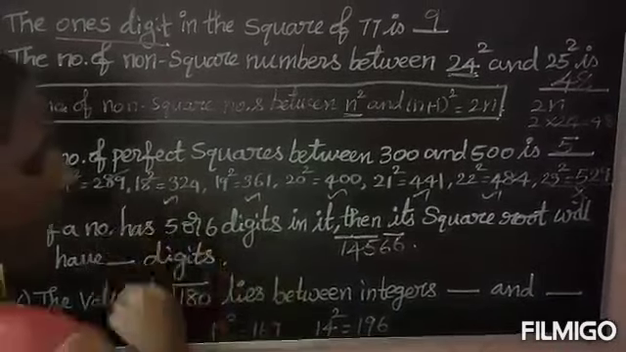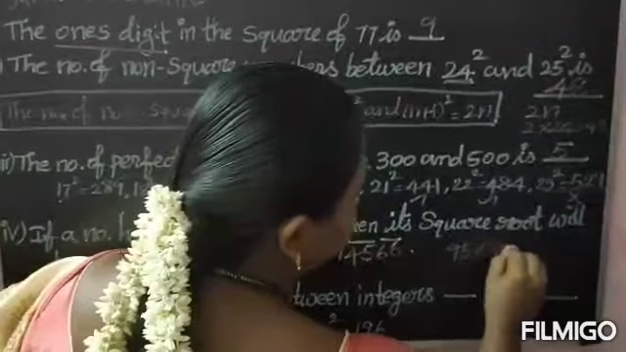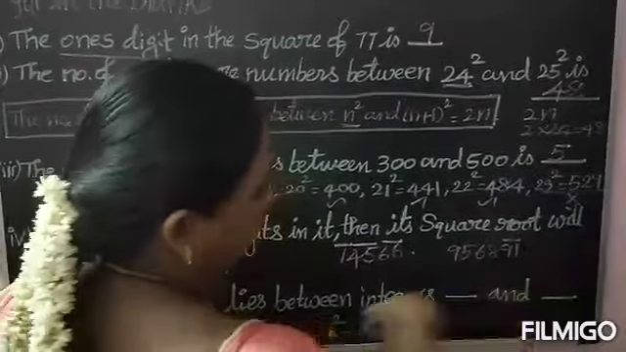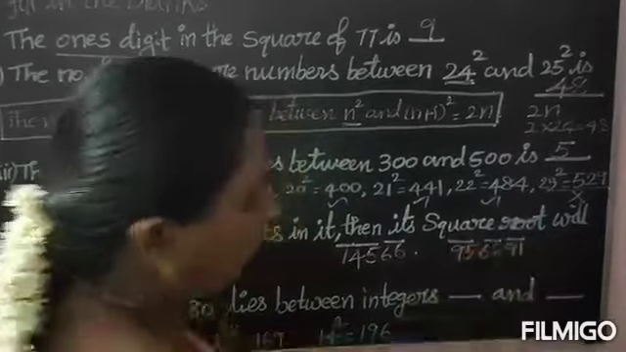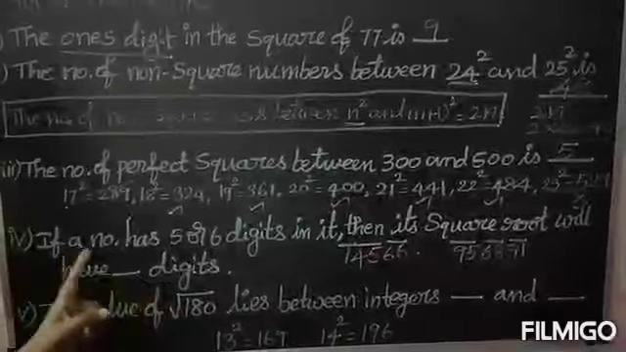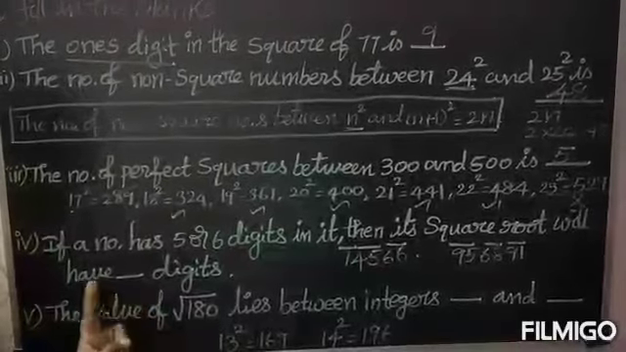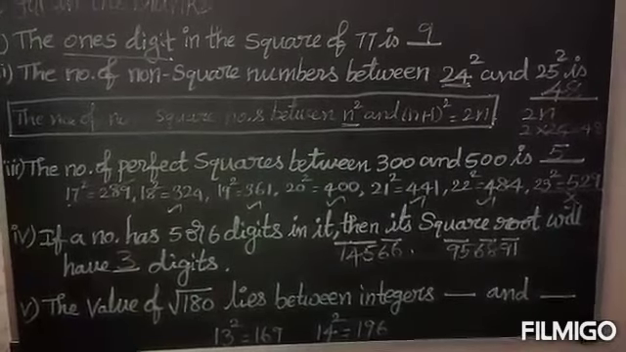Answer. Okay. Suppose you take 6 digits, any number with 6 digits. So you have to place the bars for this also. 2 numbers. How many bars you got? 3 bars. So if a number has 5 or 6 digits, then its square root contains how many digits? 3 digits. So the answer is 3.